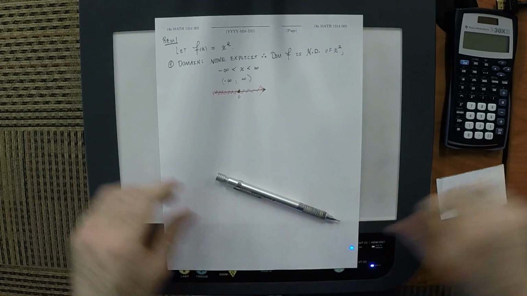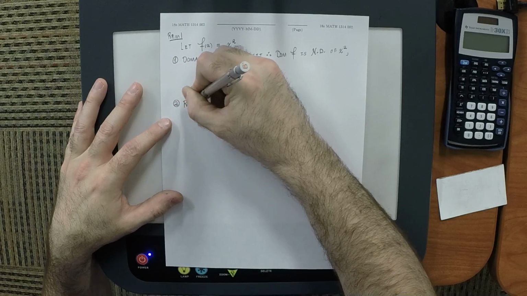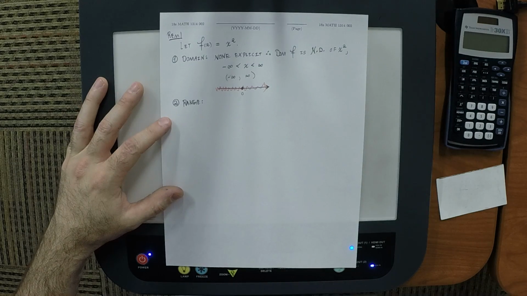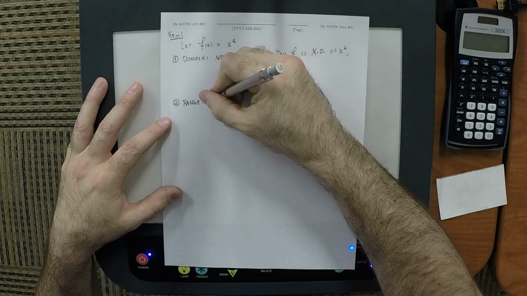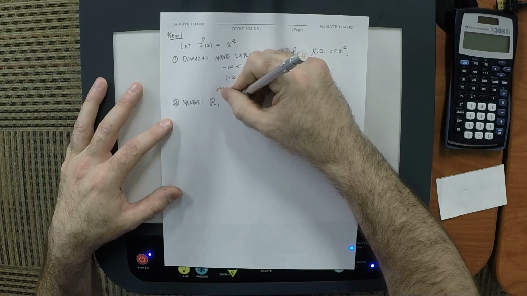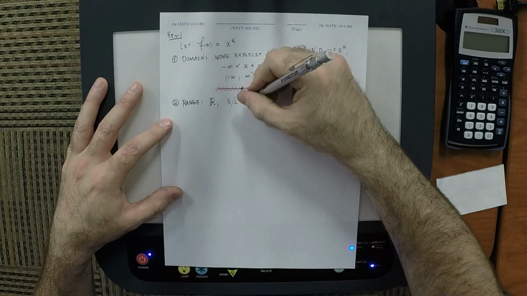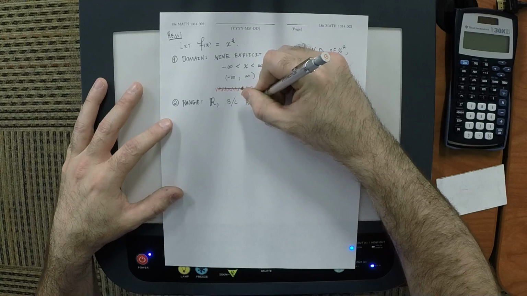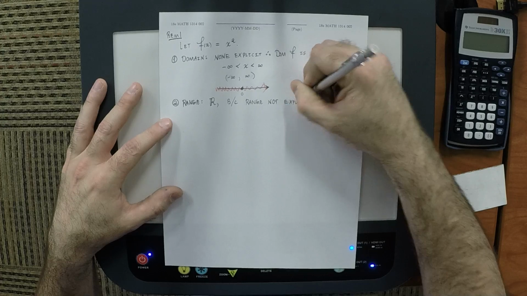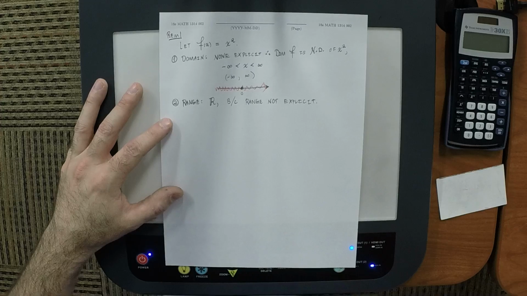Okay. The range. All reals. The reals, because why? Range is not explicit. Because it's not explicit. So, transporting ourselves back a couple minutes.